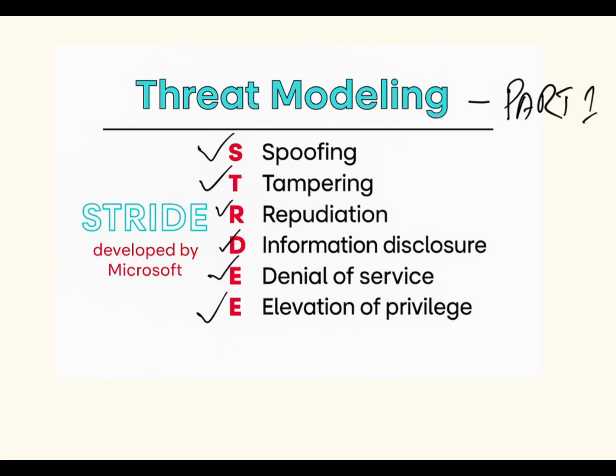Information disclosure: data leakage through insecure APIs, sensitive data sent over unencrypted channels. Denial of service: app crash due to malformed input, or network flooded with traffic, a DDoS attack, for example. Elevation of privilege: a normal user gains admin access in an app, or an attacker gains root access to routers and switches.